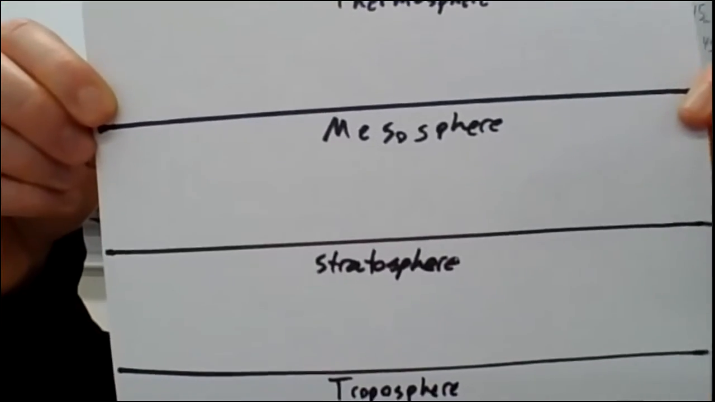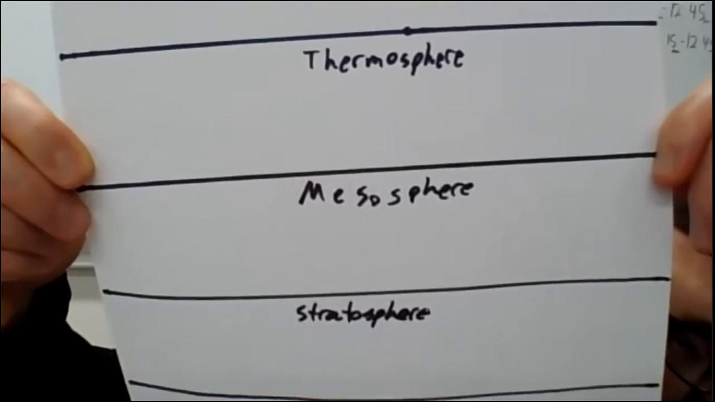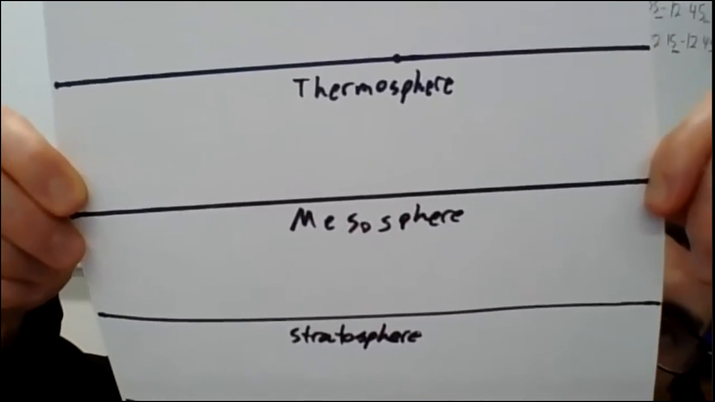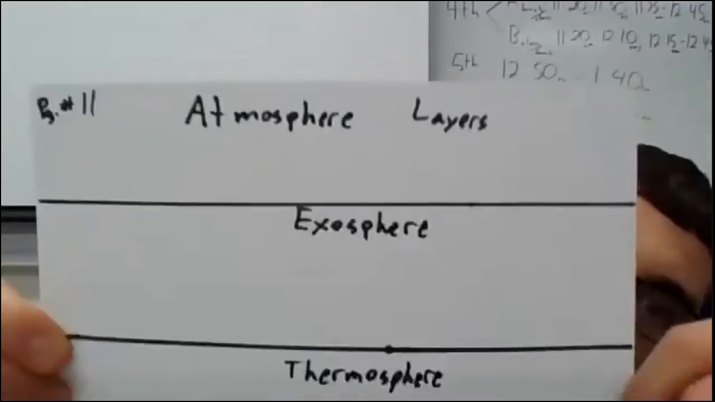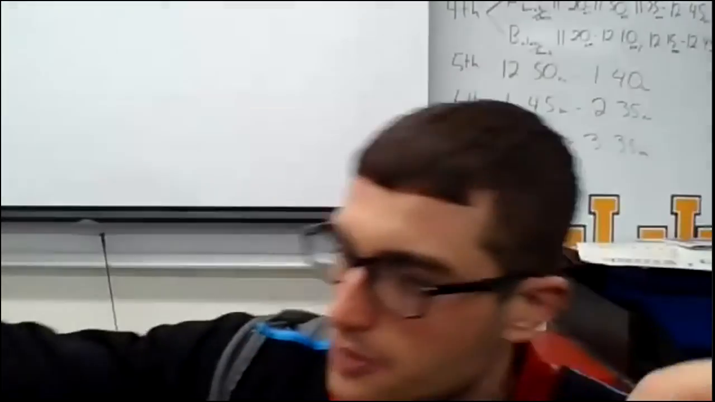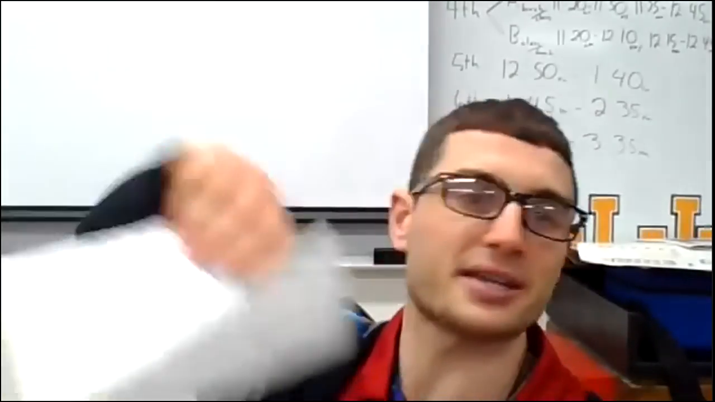Third is the mesosphere. Fourth, we've got the thermosphere. My bad. Second is the stratosphere. Fourth is the thermosphere. And fifth is the exosphere. So those are the different layers of the atmosphere before we get to space.